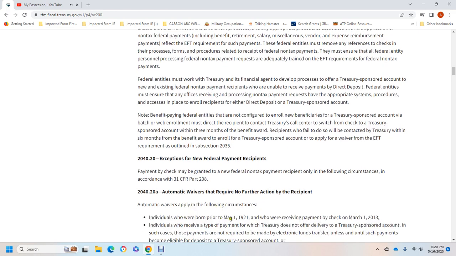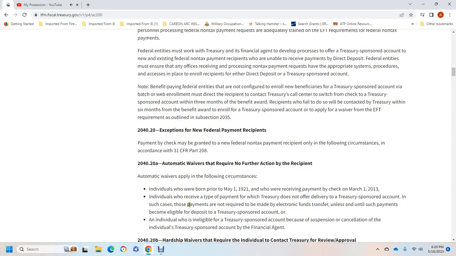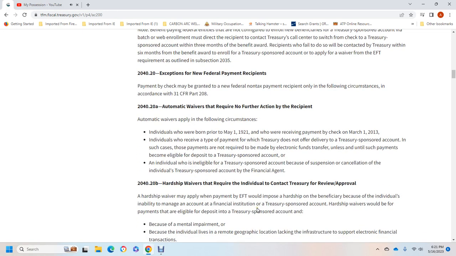Automatic waivers apply in the following circumstances. Individuals who were born prior to May 1st, 1921 who are receiving the payment by check as of March 1st, 2013. Individuals who receive a type of payment for which the Treasury does not offer delivery with the Treasury sponsored account, in which case the payment is not required to be made by electronic funds transfer until the payment may be eligible to deposit to the Treasury sponsored account. And the individual is ineligible for the Treasury sponsored account because of suspension and cancellation of an individual Treasury sponsored account with a financial agent.